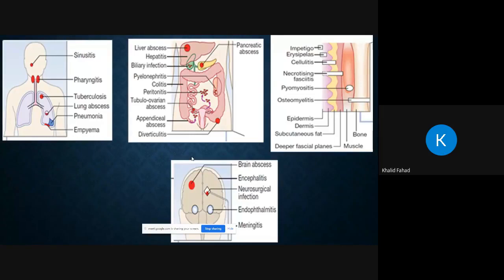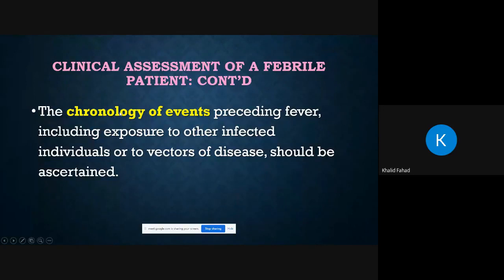Very important is the chronology. What do we mean by chronology? The sequence of events that precede the fever. For example, exposure to other infected individuals, such as a patient with cough who met a patient recently diagnosed with TB or pneumonia. So by asking the patient, do you have any contact with other sick patients, this will give a clue to the cause of the fever.